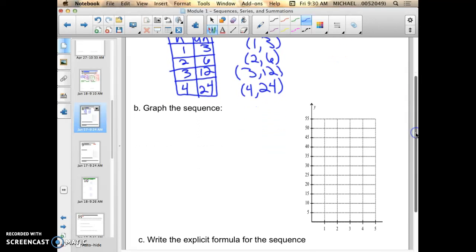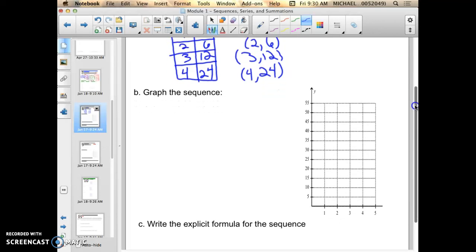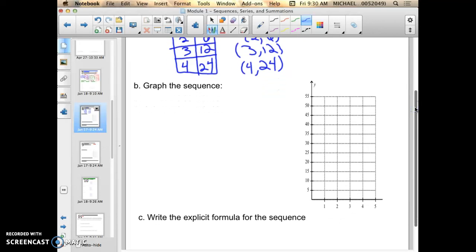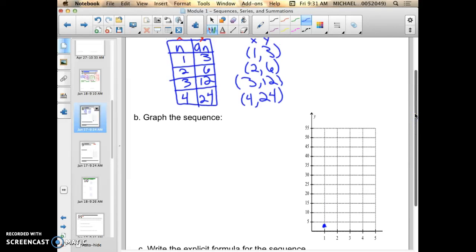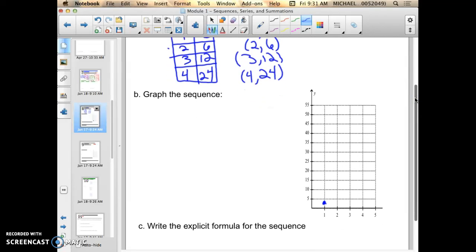So if I want to graph my first plotted point, 1, 3, on the graph given to me, and this is step 2, graph the sequence, I'm going to go over to 1 on the x-axis, and up to 3. And 3 is a little bit below 5, a little bit more than half. So that's my first dot, 1, 3. Then the next one is 2, 6. Input of 2, output of 6. Input of 2 up to 6, which is a little bit above 5. So that's my next dot.